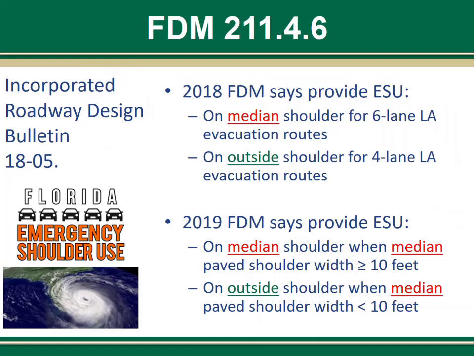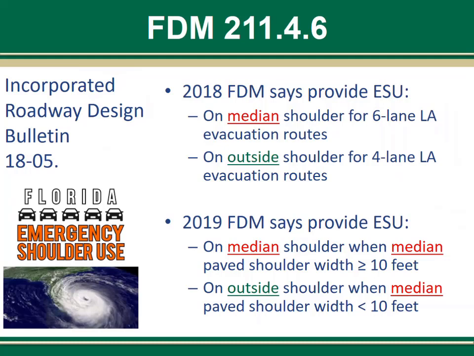The bulletin updated this requirement to simply provide ESU on median shoulders when the median paved shoulder width is at least 10 feet, or on the outside shoulder where the median paved shoulder width is less than 10 feet. We realized that the previous language made it somewhat restrictive on where the ESU could be provided, especially when you consider things like barrier walls around bridge piers, guardrail, and exit and entrance ramps. Essentially, this section now says that a minimum 10-foot paved shoulder that is usable for travel is required on all ESU routes in the state.